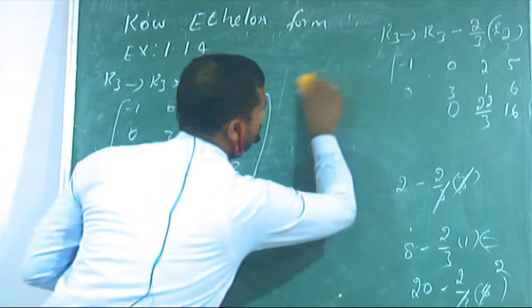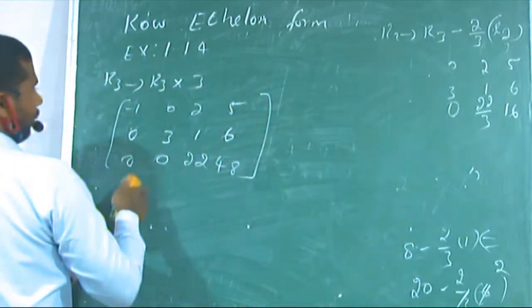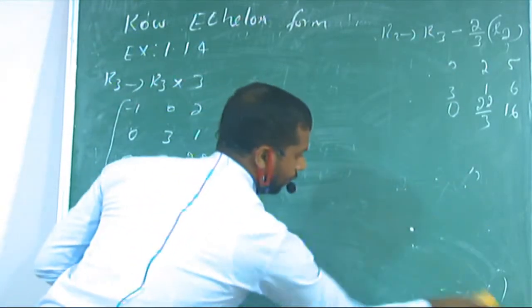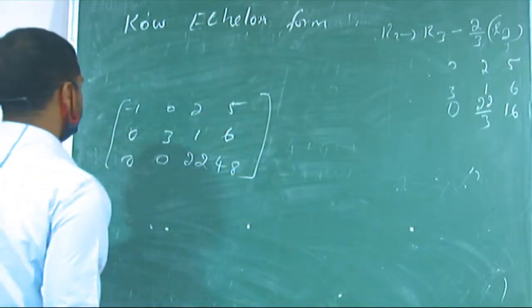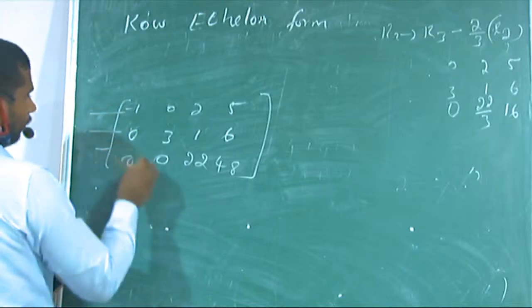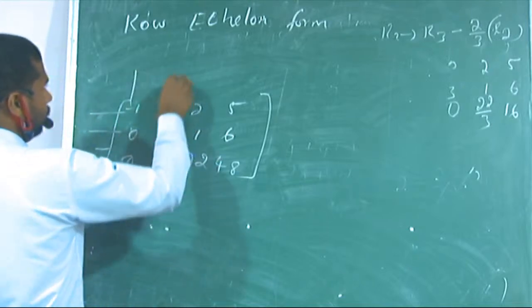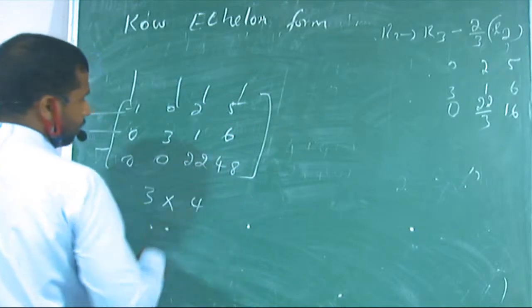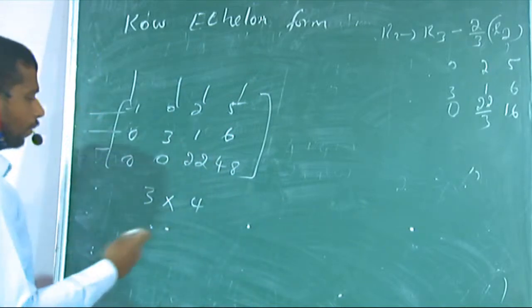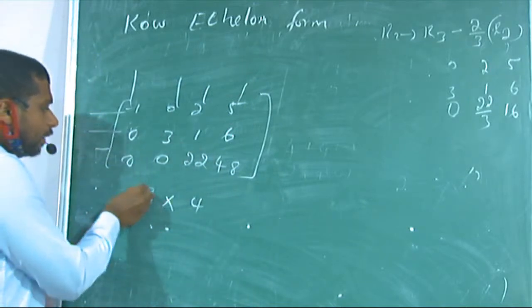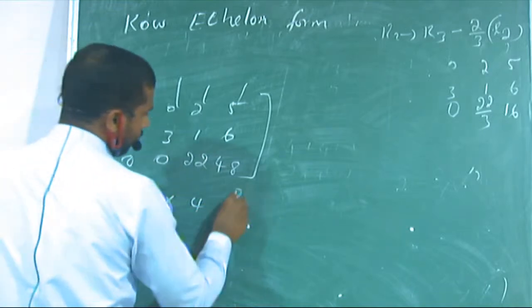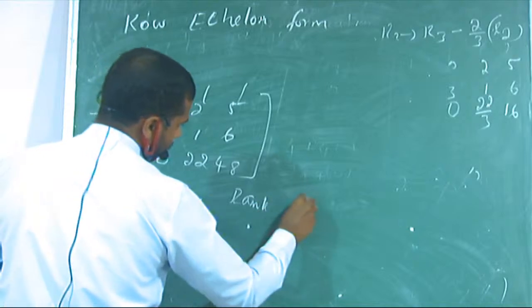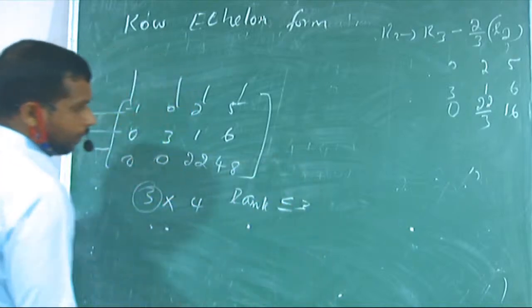Okay, I will compare with the same question for rank of a matrix. How many rows are there? 1 2 3, three rows. How many columns are there? 1 2 3 4, four columns. So how to identify the rank of a matrix? Consider the minimum of 3 into 4. Which number is minimum? 3 is minimum. So definitely we can say rank may be 3 or less than or equal to 3.